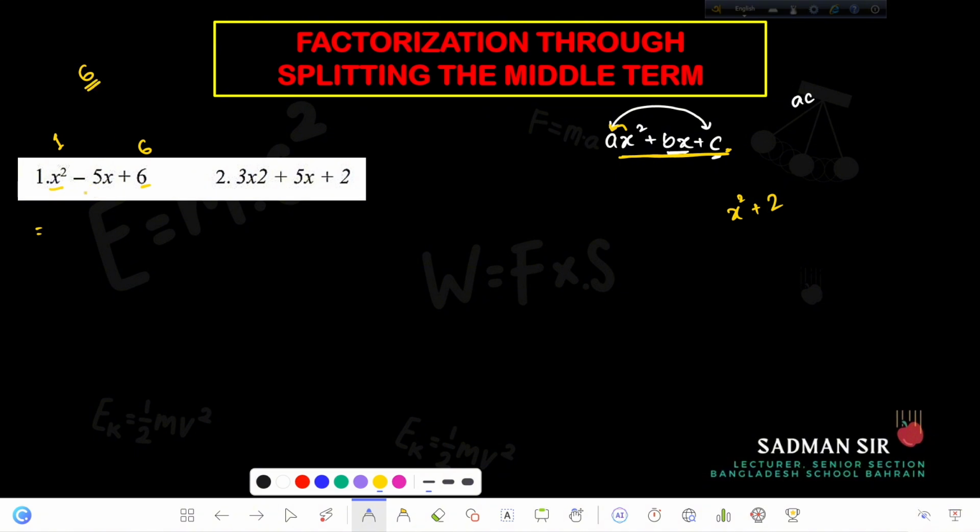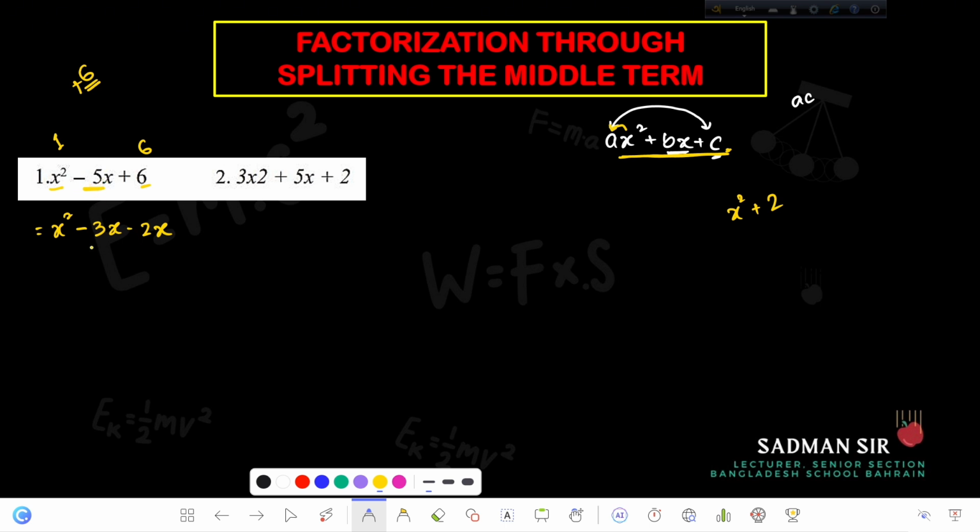Now we need to split the middle term, that is minus 5, in such a way that whenever we multiply the parts it becomes equal to positive 6. The sign is also important. Positive 6 and positive 1 multiplied will give us positive 6. So how can I split it up? You can see that x square minus 3x minus 2x. See, minus 3 and minus 2 form minus 5, right? Minus 3 and minus 2 is minus 5.